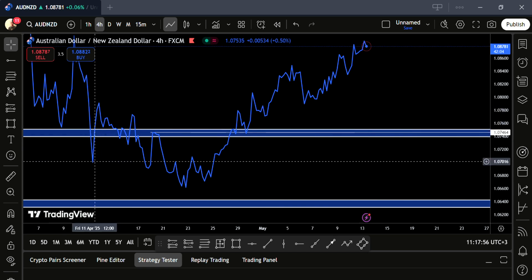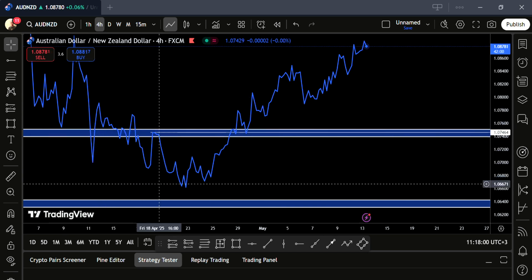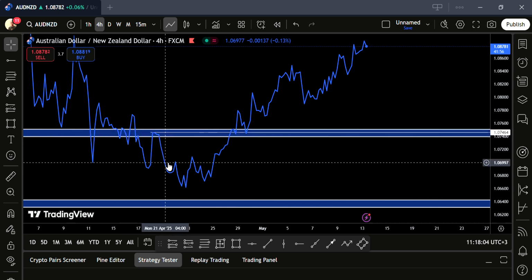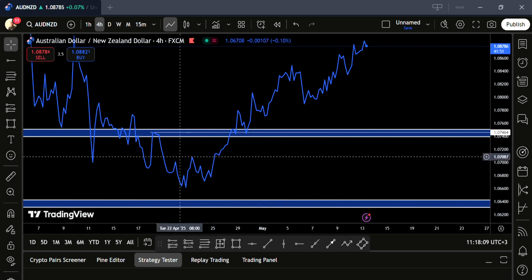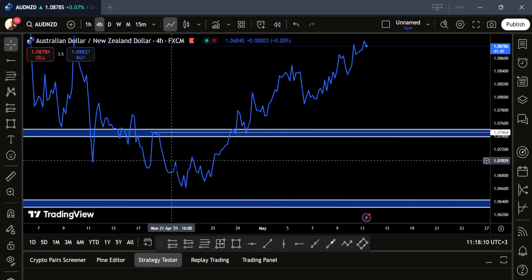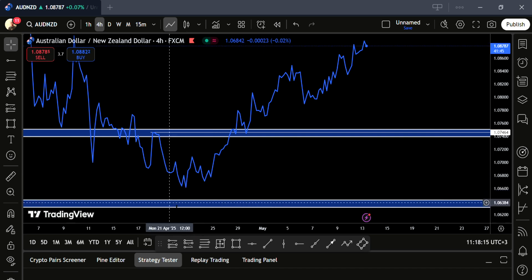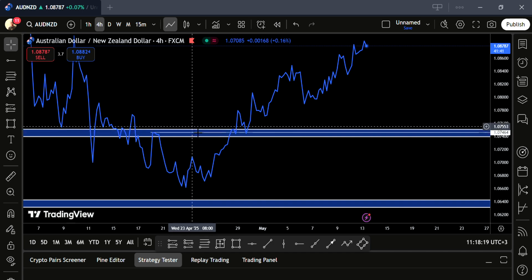This is a low, a high, a low, a high, a low, a high, a low, a high. So now this is a higher high. So we broke here. The aggressive traders would enter here. However, we will not enter from there. We shall wait for more confirmation.